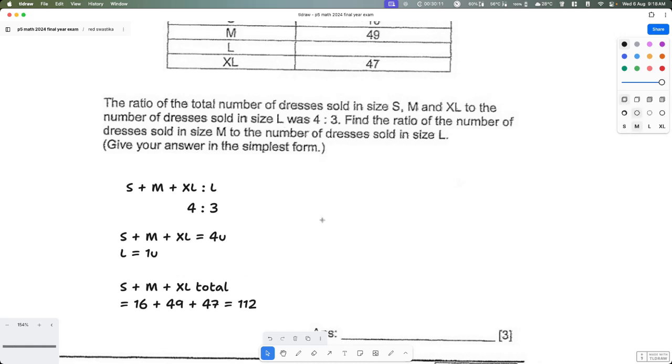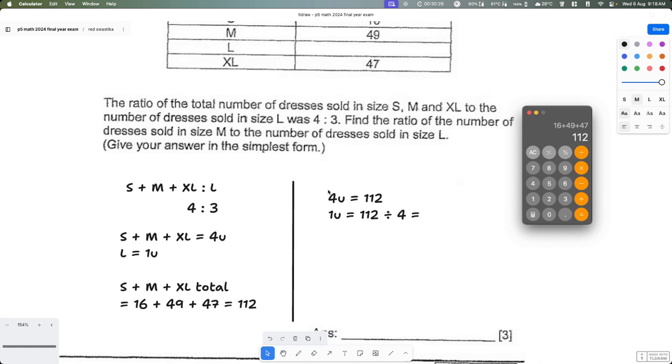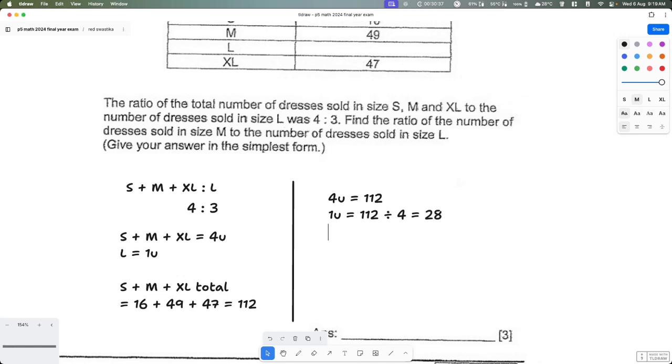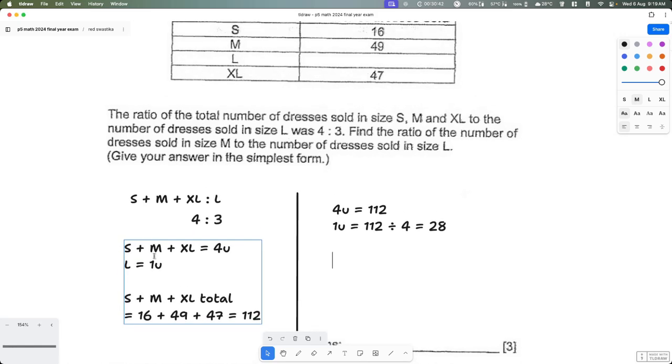So that means 4 units is equal to 112. 1 unit is equal to 112 divided by 4, which is 28. Now we know that L is 1 unit, so L is 28.